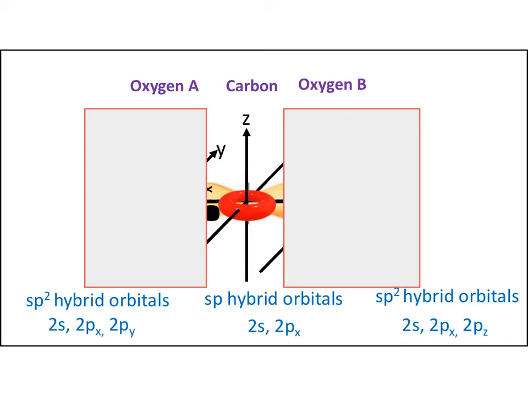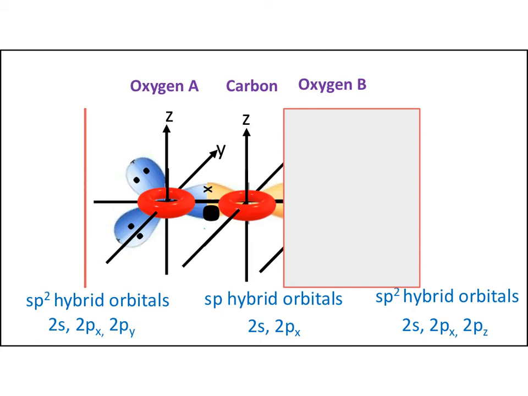When oxygen A bonds with carbon, those lobes of the sp2 hybrid orbitals overlap, and we have our sigma bond, which we are showing here with our dot and cross to represent that bond, and our lone pairs are here and here. And now we can consider oxygen B.